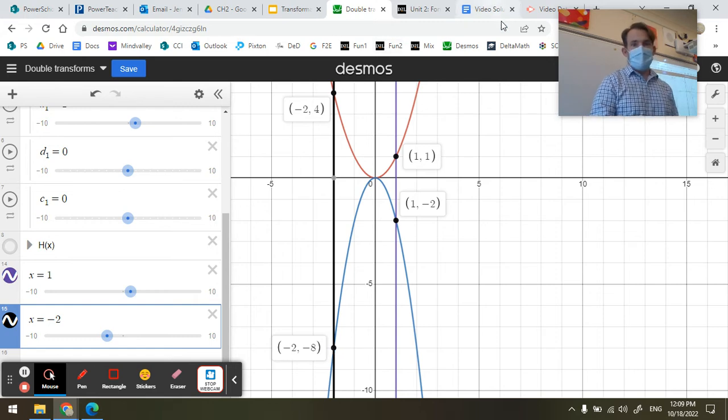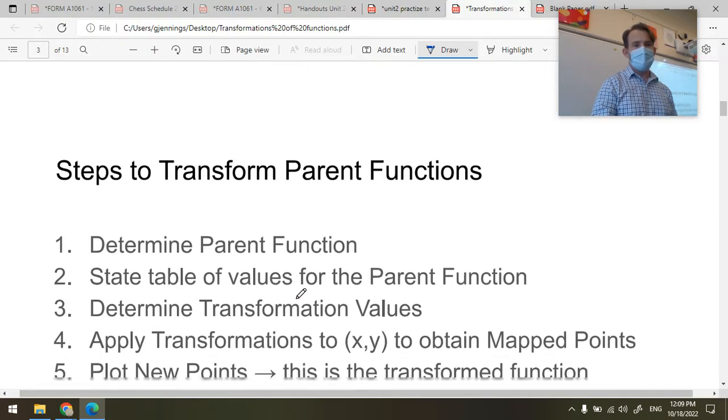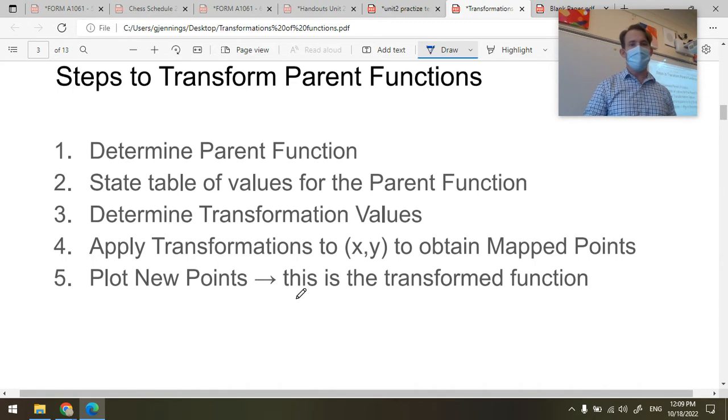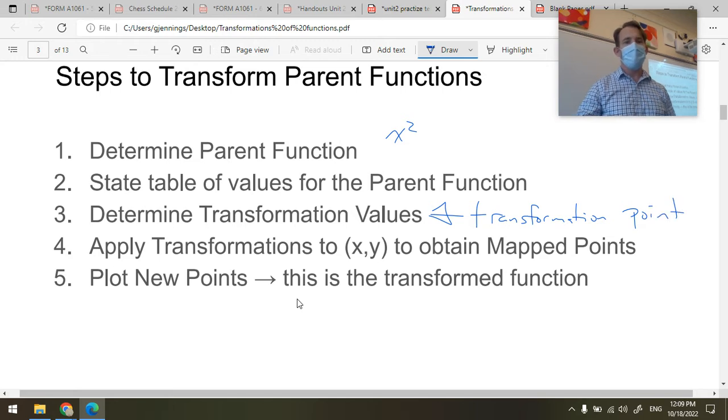Okay, let's keep going. So now, the steps we want to take to transform parent functions when we're working with a table: first, determine the parent function. In this case, we found that our parent function was x squared. Then you can create a table of values for your parent function, and then determine what's called the transformation values, or I call this the transformation point. Apply the transformation point to obtain the new points in the new function, and then plot the new points. This is how you do this with a table of values.